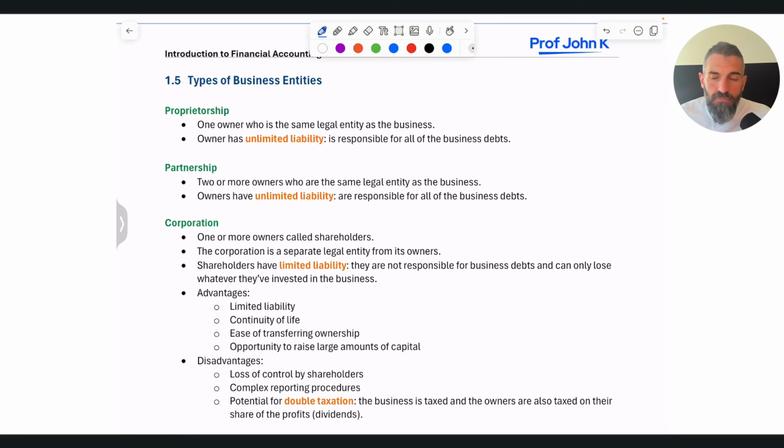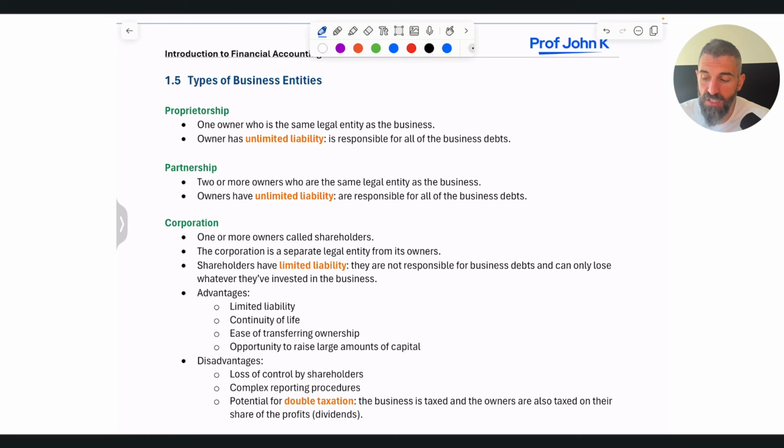Now, what are the implications of that? Well, first of all, it's a very easy business to set up. There's really nothing official that you need to do. You could just knock on your neighbor's door and say, hey, I want to mow your lawn for $20. You're technically at that point a sole proprietor. You have a business and the business is you. You are the business. Now, the main thing here is that it has unlimited liability.